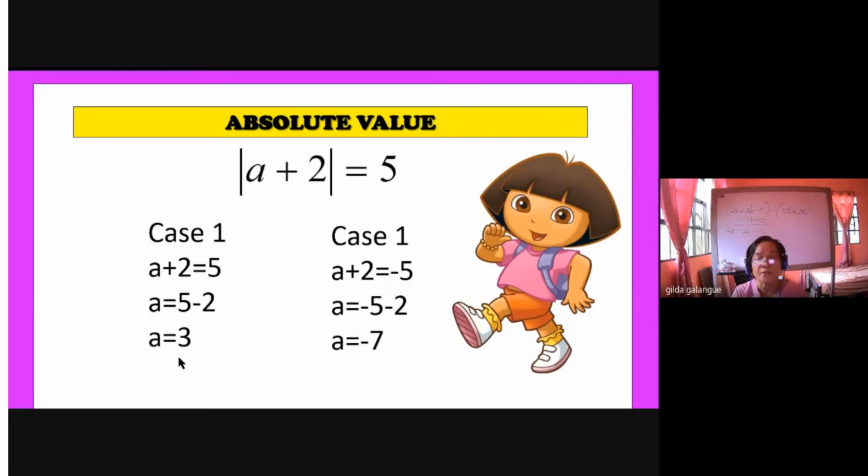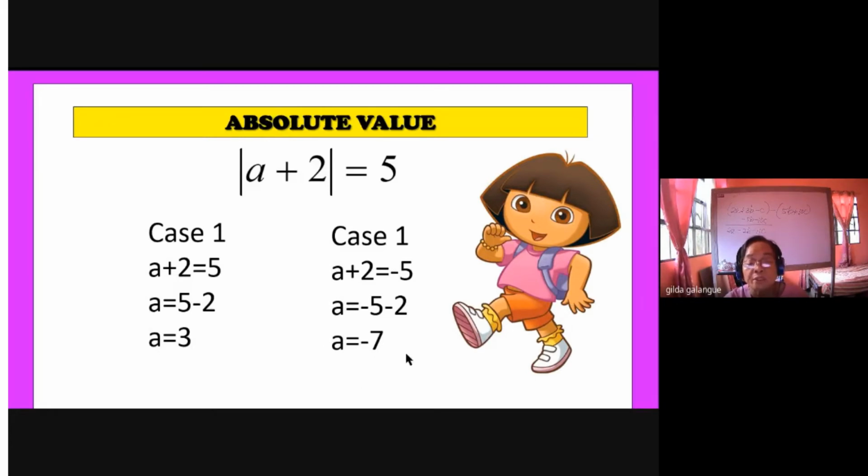So we are in the first number. The absolute value of a plus 2 equals 5. In the absolute value of a plus 2 equals 5, we have case 1. We just copy the given: a plus 2 equals 5. In case 2, we copy the given, but we change the sign of 5. This will become negative 5. Then we apply the rule in solving equation. This will become 5 minus 2, and 5 minus 2 is 3. We have a plus 2 equals negative 5. Negative 5 minus 2 is negative 7.